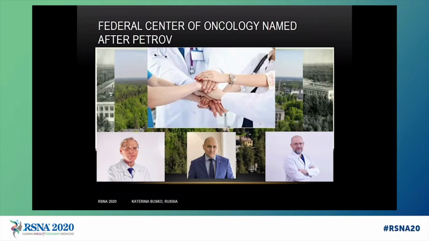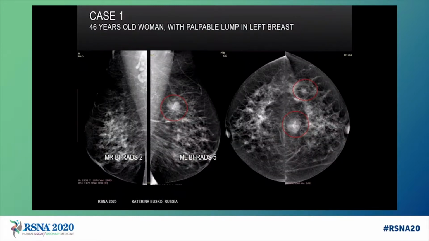Now, let me turn to the presentation of clinical cases from my practice. Let's take a look at the case of a 46-year-old woman with a palpable lump of the left breast. With the help of mammogram, a hyperdense lesion was found in the left breast. The lesion had a round shape and indistinct margin. This characteristic matches the BI-RADS 5 category. We also found a more suspicious lesion in the mammogram, but only in one CC projection.